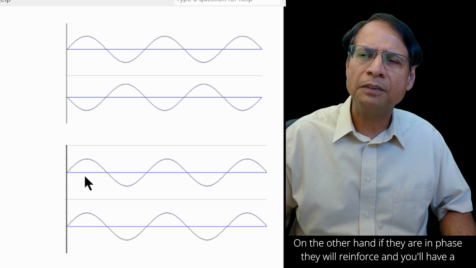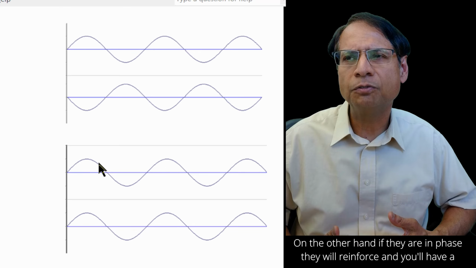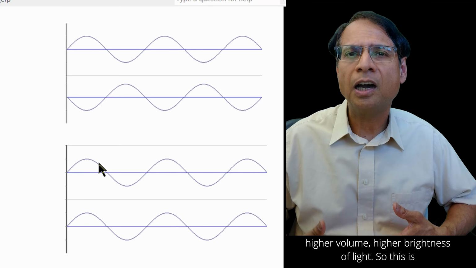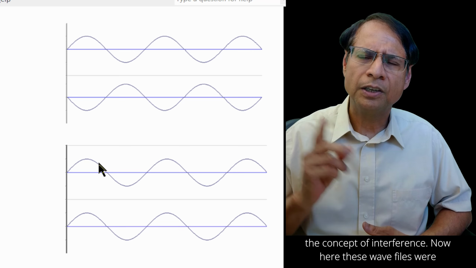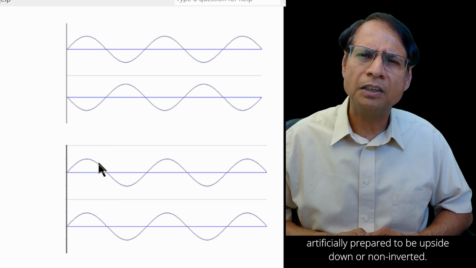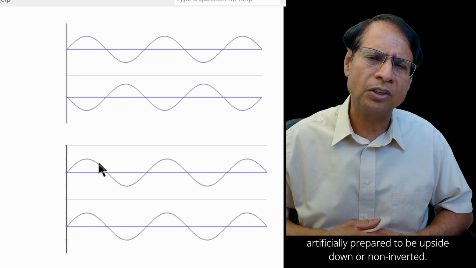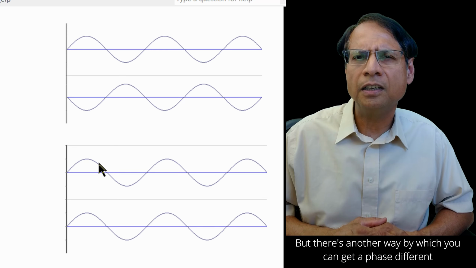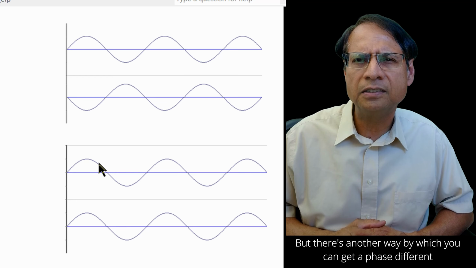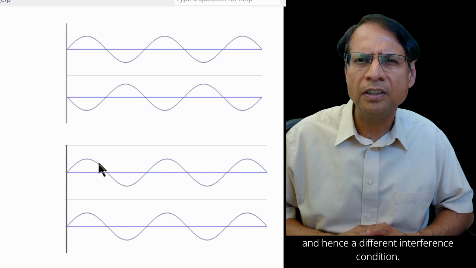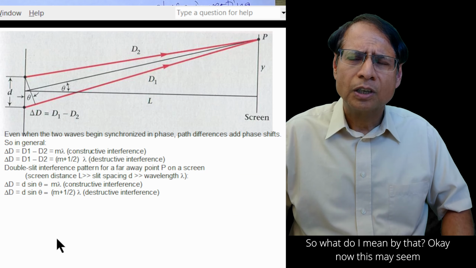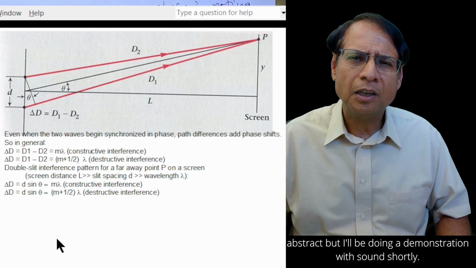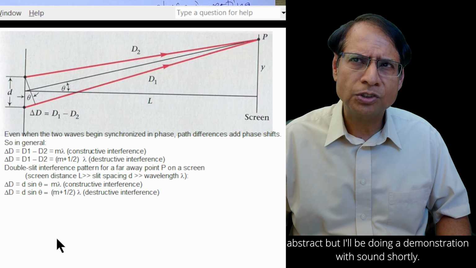On the other hand, if they're in phase, they will reinforce, and you'll have a higher volume, higher brightness of light. So this is the concept of interference. Now here, these wave files were artificially prepared to be upside down or non-inverted, but there's another way by which you can get a phase difference and hence a different interference condition. So what do I mean by that? Okay, now this may seem abstract, but I'll be doing a demonstration with sound shortly.